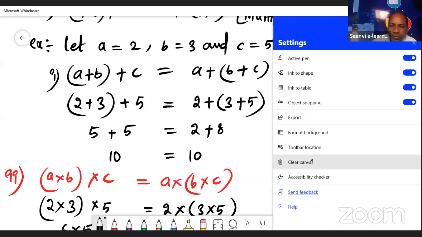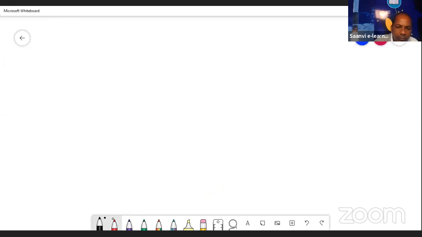Distributive property. The fourth property is distributive property. Fourth one, distributive property.